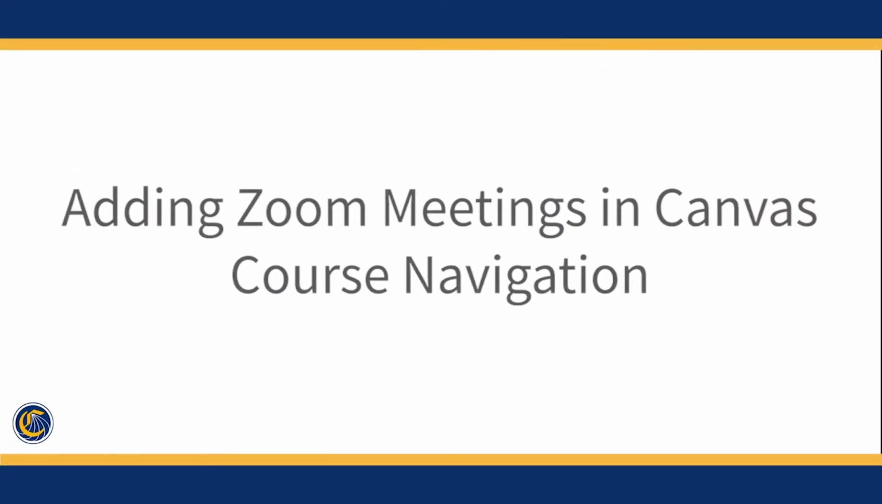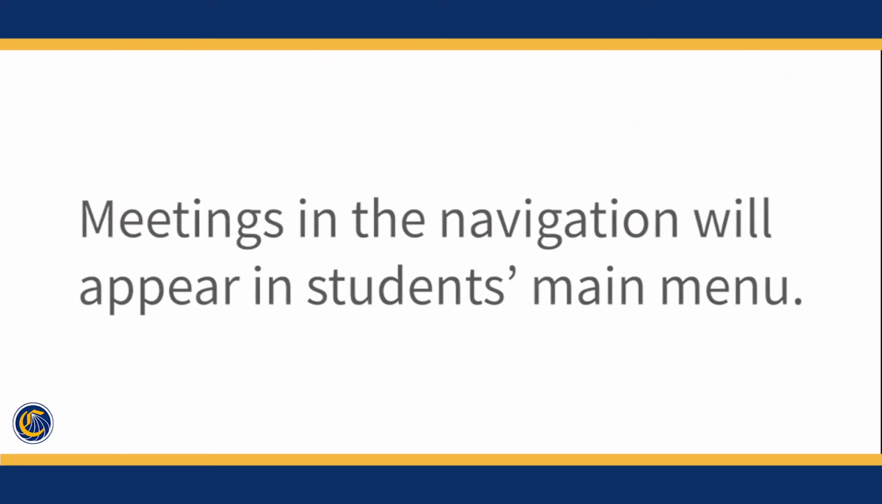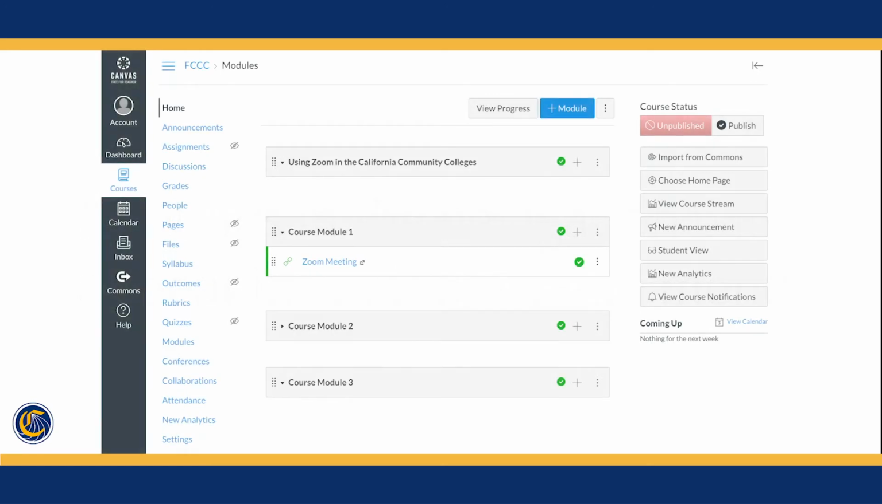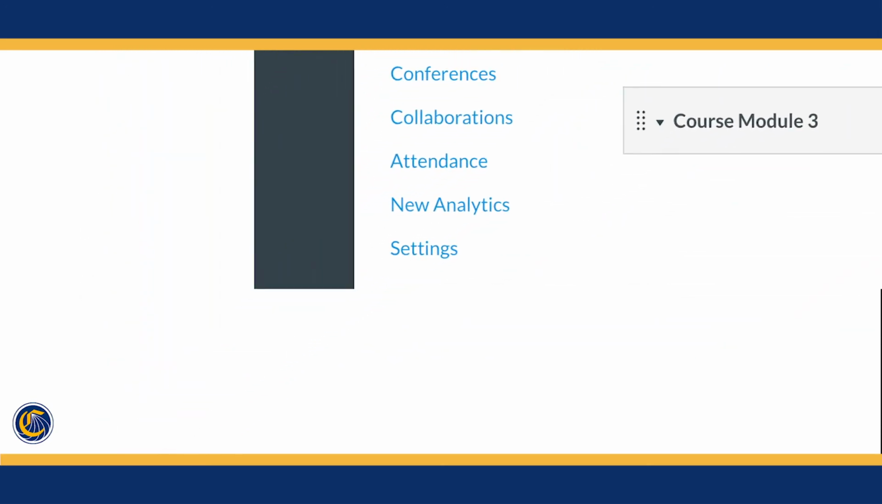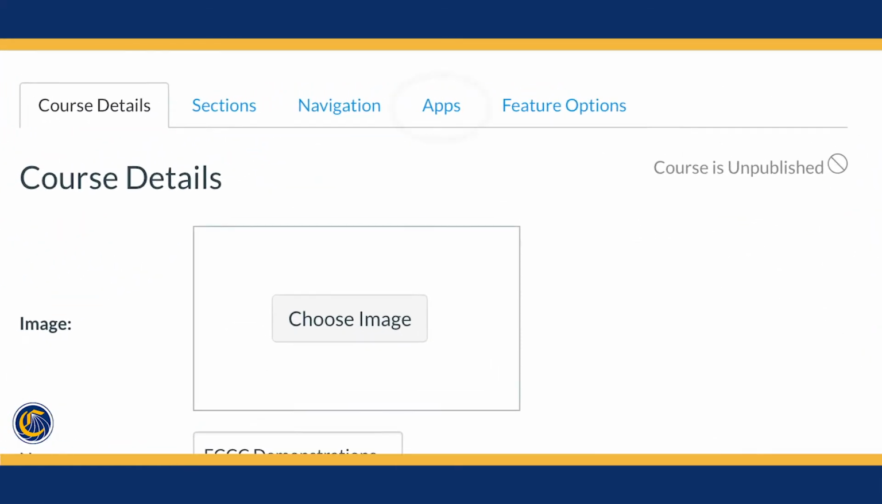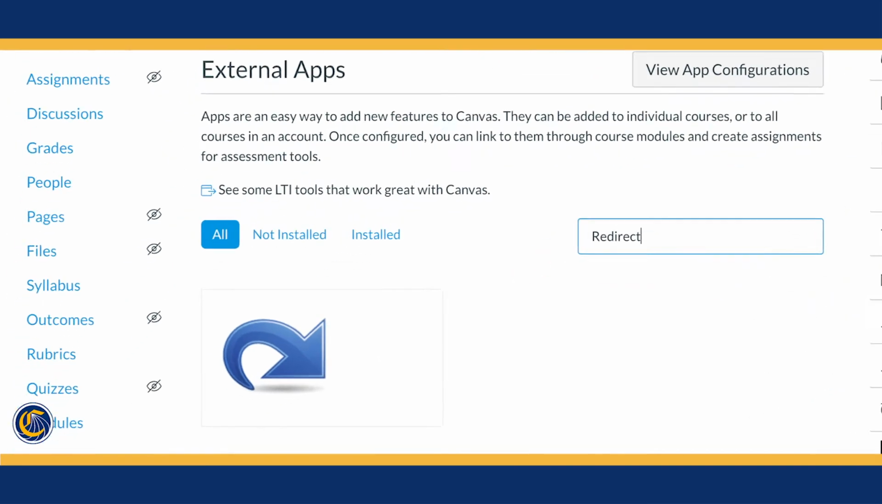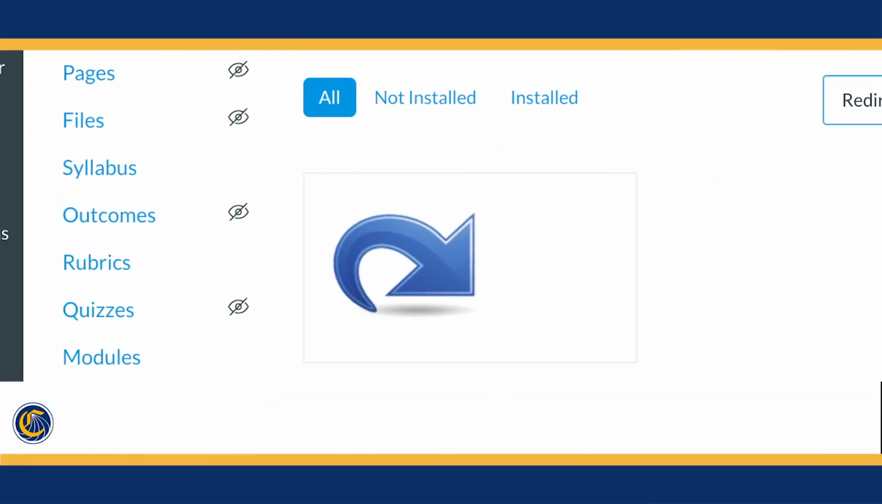The fourth way to add a Zoom meeting is through the Canvas course navigation. This may be useful if you want it to appear in students' primary menus. To do this, open your course settings from the menu specific to the course. Then select the Apps tab. Type Redirect in the Filter by Name search bar. This will bring up an icon for the Redirect tool.